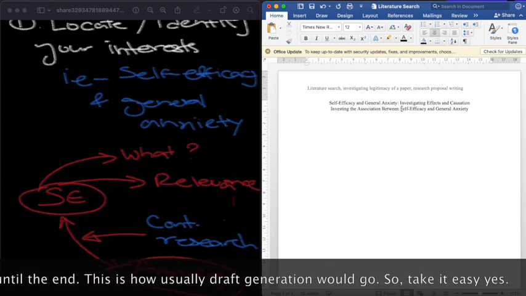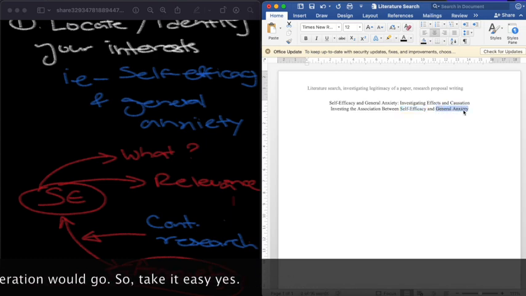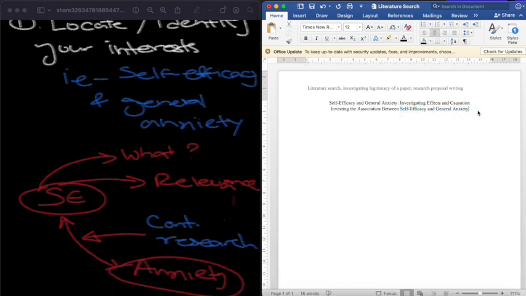But one thing that you have to notice here is that you have to have both the important constructs in your title, and it should very clearly indicate the direction in which we are going to go with this research. So here it is very clear: association between self-efficacy and general anxiety. Now this has no direction, because if self-efficacy and general anxiety have an association, then basically what it means is they are associated. Maybe self-efficacy has something to do with anxiety, or anxiety has something to do with self-efficacy.